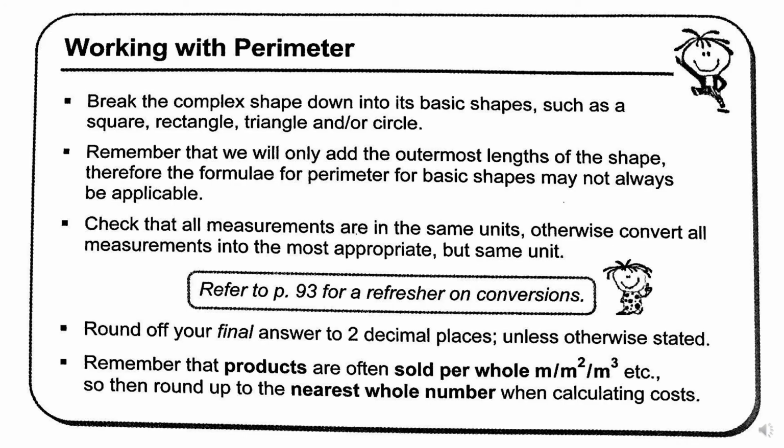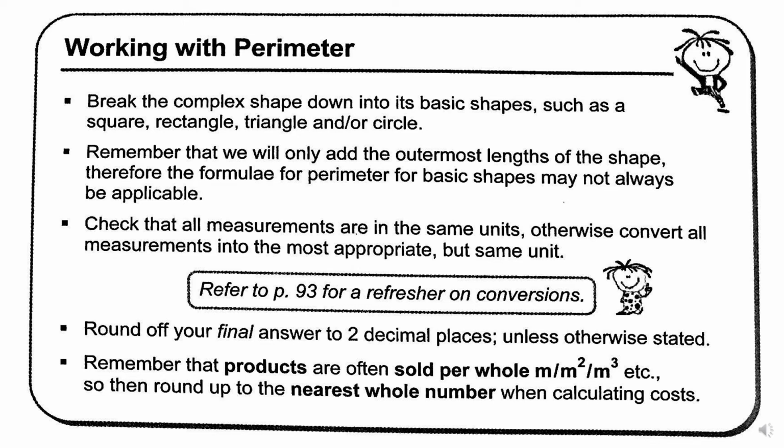To remember, when you are working with perimeter, break complex shapes down into their basic shapes, such as squares, rectangles, triangles, and circles. Remember that we will only add the outermost length of the shape, or the outer boundary. Therefore, the formulae for perimeter for the basic shapes may not always be applicable, especially if you are looking at some funny shapes or complex shapes.